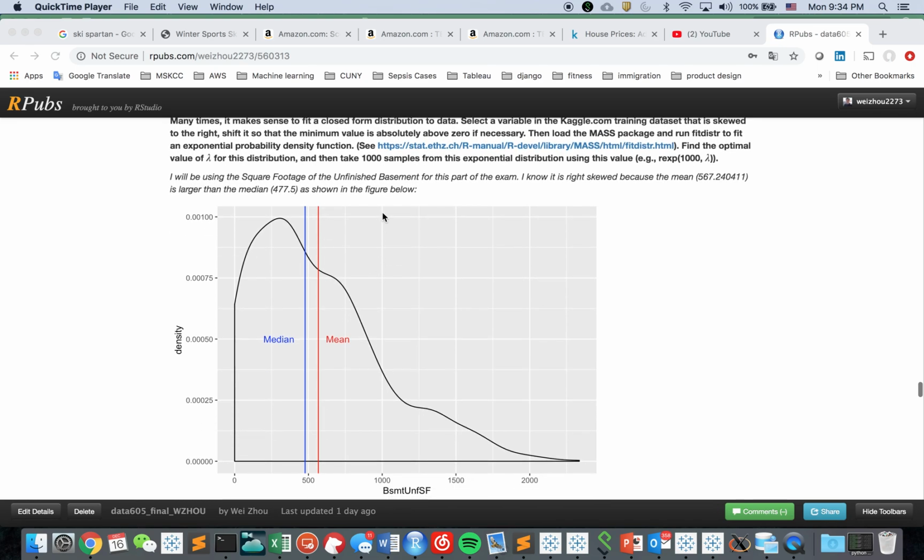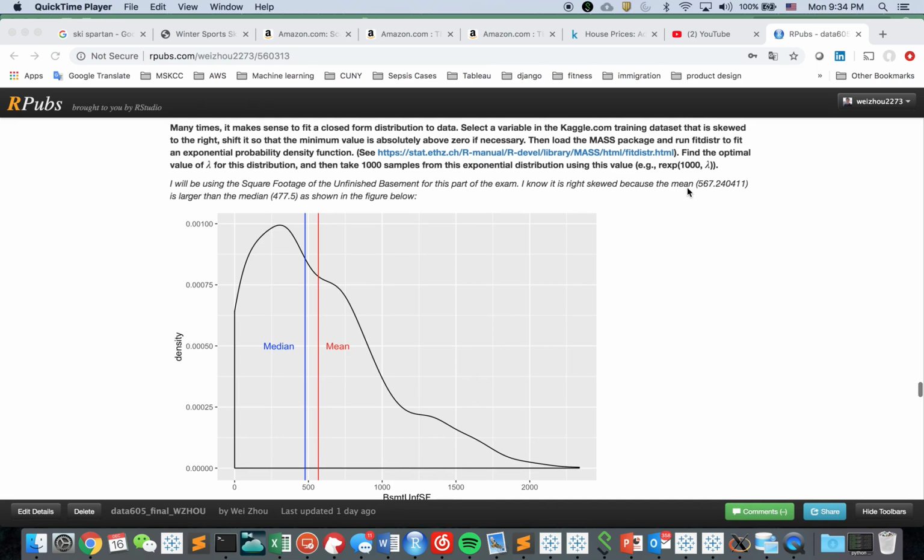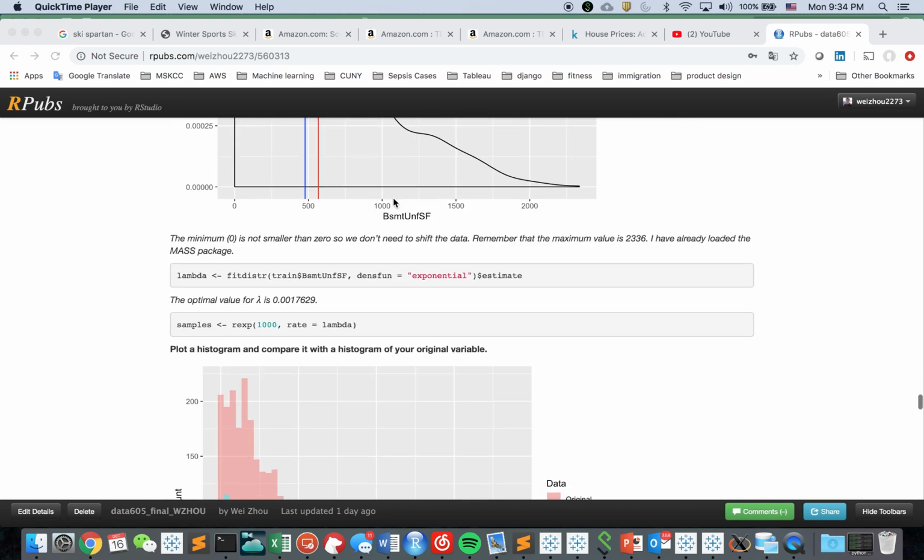See here, what I'm picking is the square footage of the unfinished basement. We can see this is skewed to the right as the mean is 567 and the median is only 477. The minimum is not smaller than 0, so we don't need to shift the data. The maximum value is 2336, and I've already loaded the MASS package.